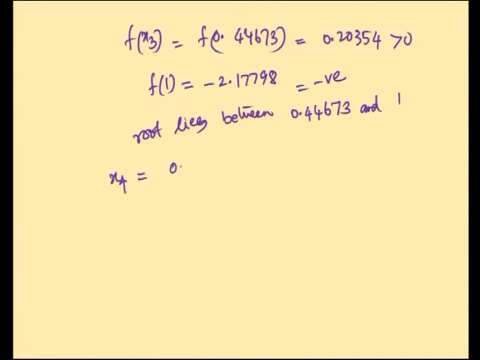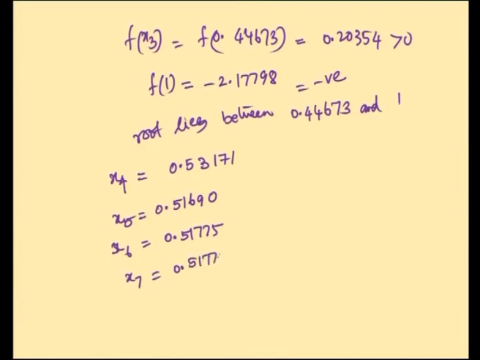So what is your x4 value? x4 is 0.53171, then x5 is 0.51690, x6 is 0.51775, and x7 is 0.51776. Corrected to 4 decimal places, these two iterations are the same. So the ultimate root is 0.51778, you can take, corrected to 4 decimal places.